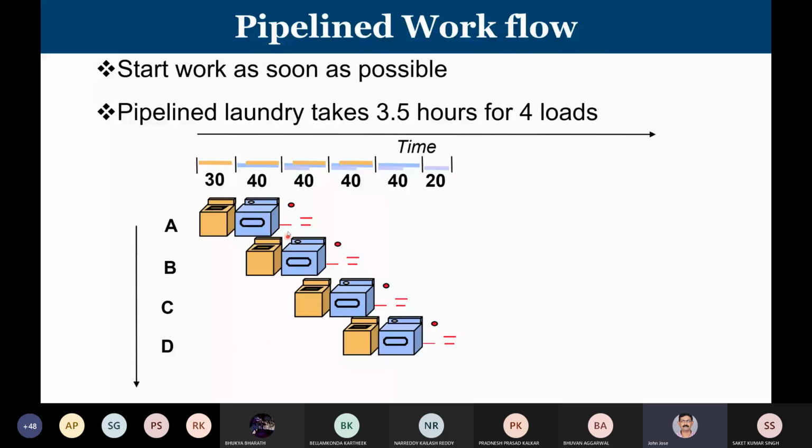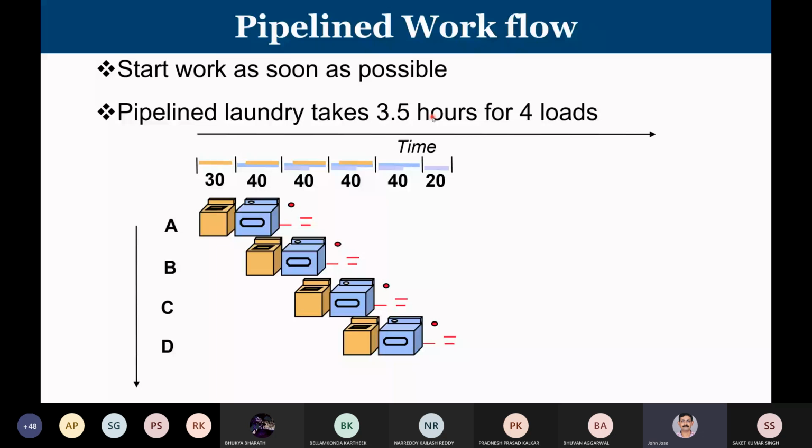When you look at this vertical column, the folding process of family A is happening at the same time as the washing process of family B, and the drying process of the next family. So looking vertically, the person in charge of folding is busy, the person in charge of drying is also busy, and the person in charge of washing is busy. All 3 are busy, but with 3 different sets of workloads. So when you go for a pipelined laundry, it takes only 3.5 hours to complete all the 4 loads.